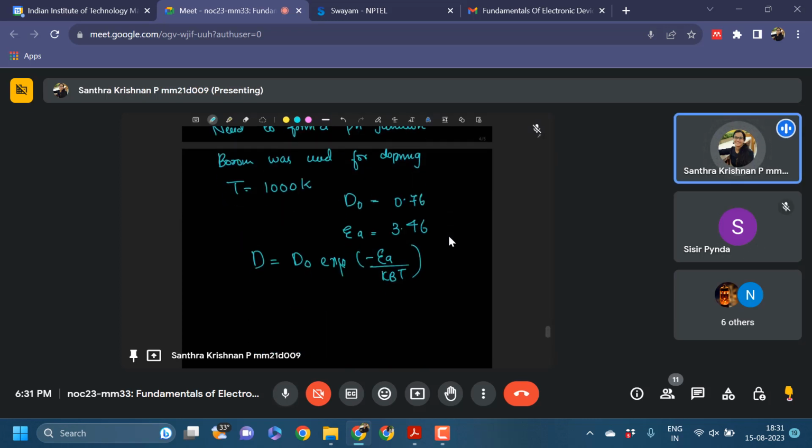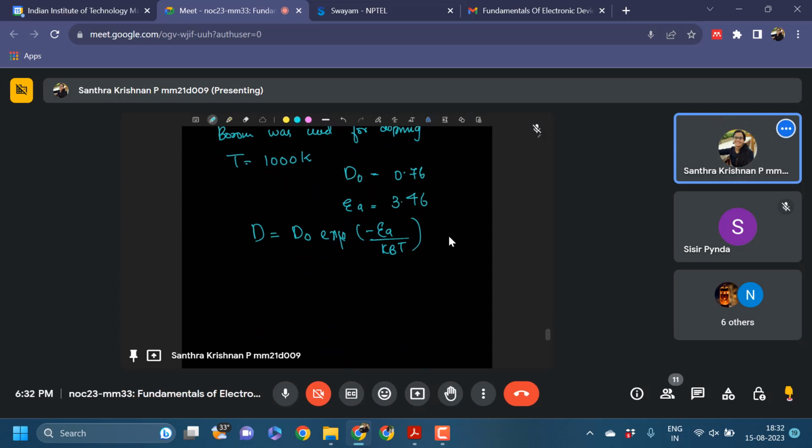Yeah. So now can you please calculate D value for me? Like D0 is given to you, EA is also given to you. 2.87 into 10 to the power minus 8. Yeah. Now we have the D value.